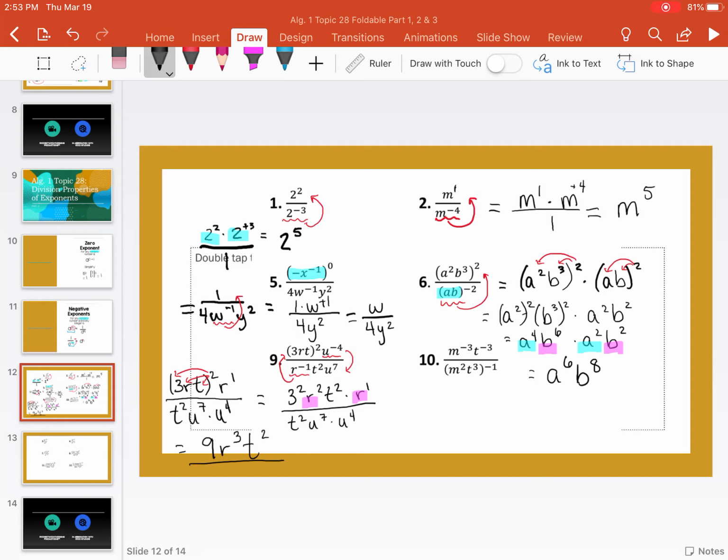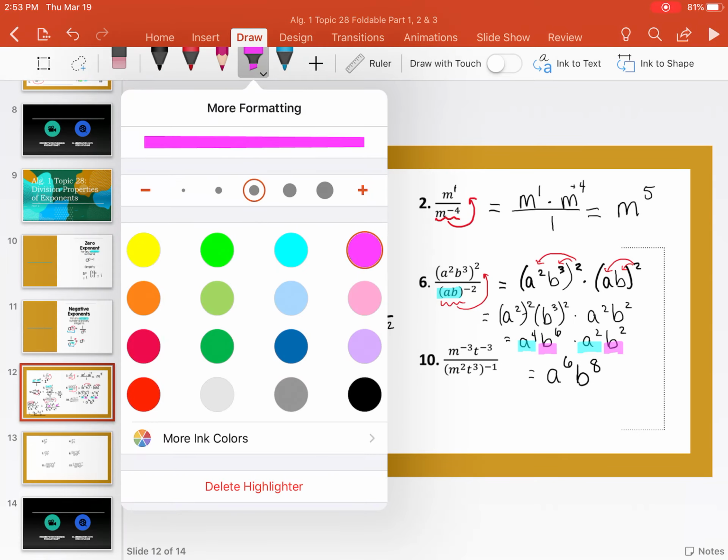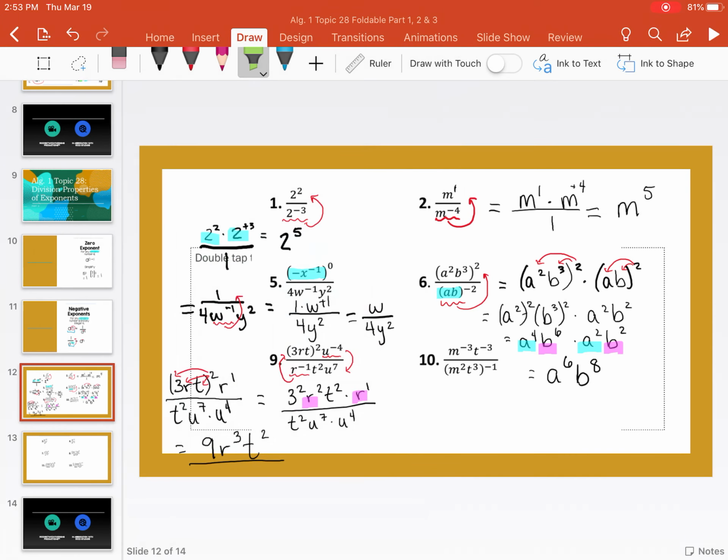Divided by, here we have t squared, u to the 7th, u to the 4th. So we have u to the 7th and u to the 4th. Since they have the same base there, we can add the exponents. 7 plus 4 is u to the 11th. And then we think we're done, and they're like, nah.